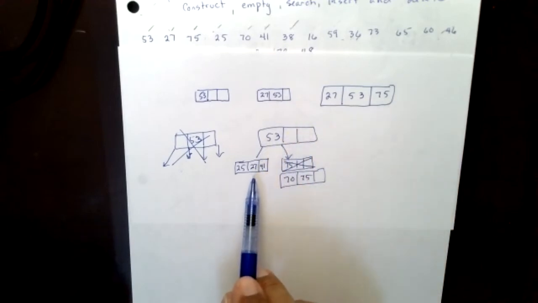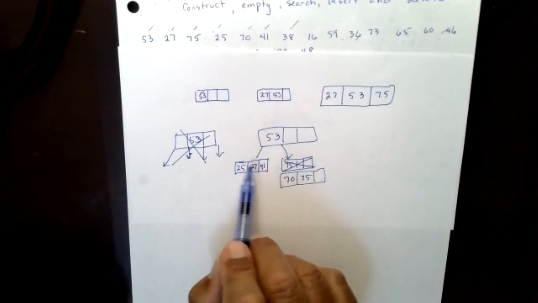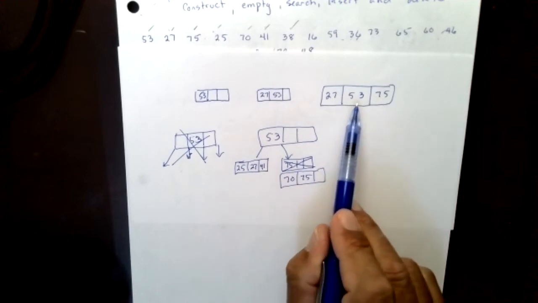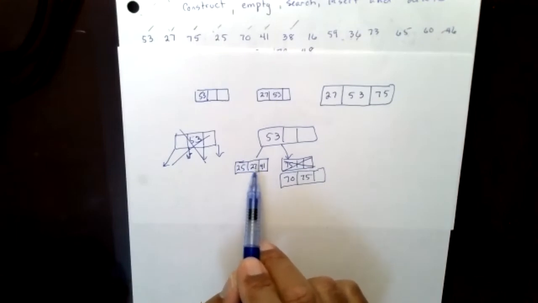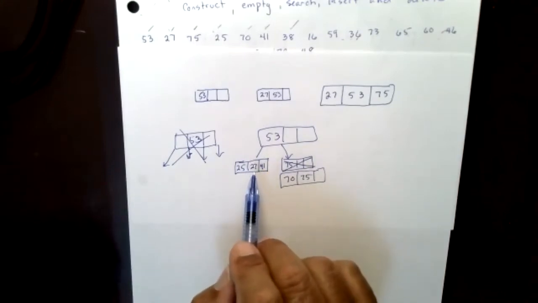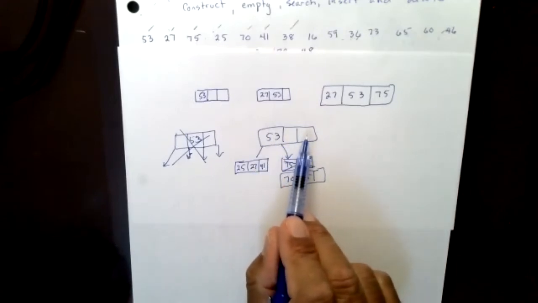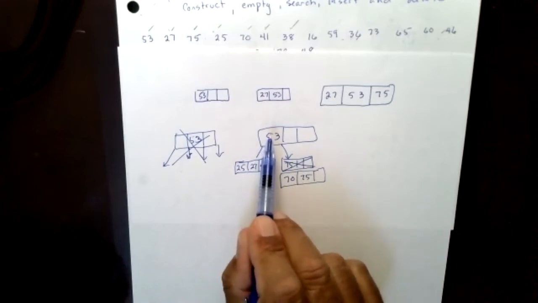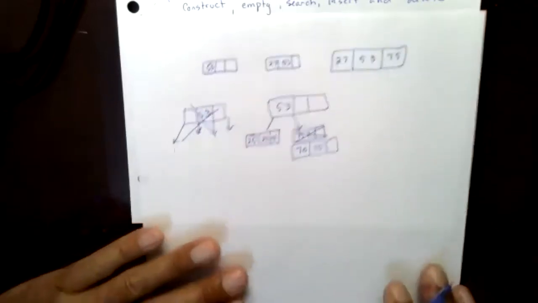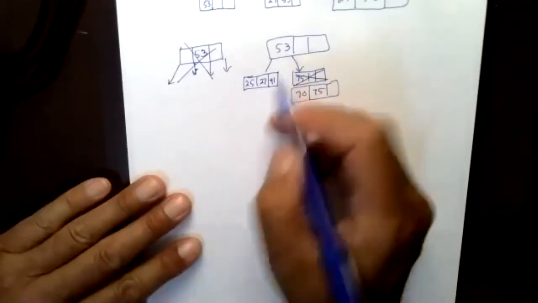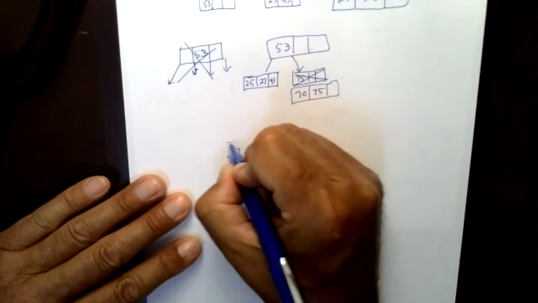38 goes to the left of 53, but this node is full. So now I'm going to split this node. And like up here, I kept the middle. I'm going to keep the middle, which is 27. I'm not going to drop down because there's room up above. I'm going to send 27 up above. So up top, I have 27, 53, and a blank.